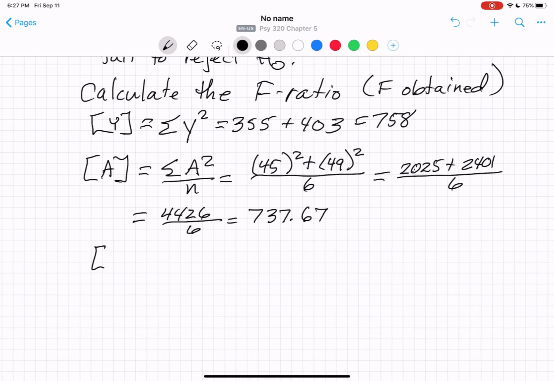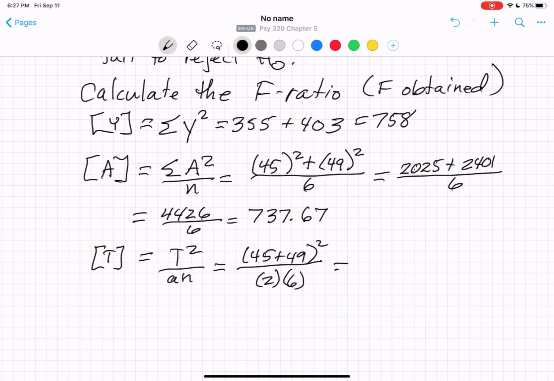Now we're going to do the last basic ratio for t. So that is t squared over a times n. We can get our t by adding up our a's. So 45 plus 49, we're going to add those and then square it. We have 2 groups with 6 people in each group. So 45 plus 49 is 94 squared over 12.